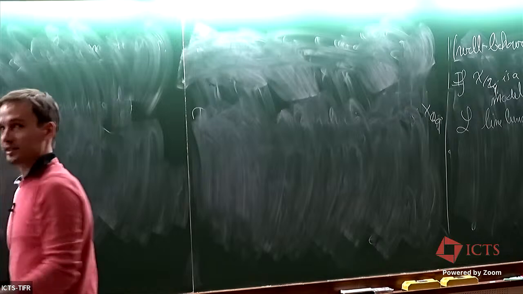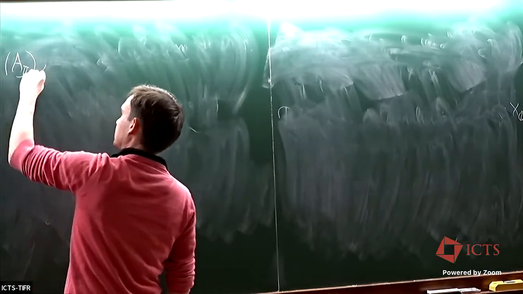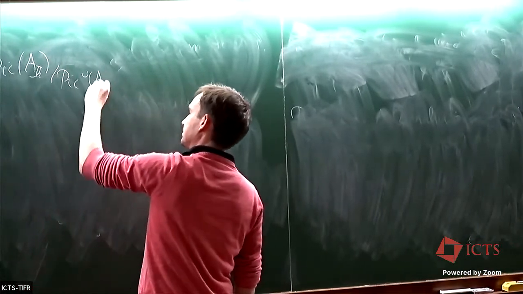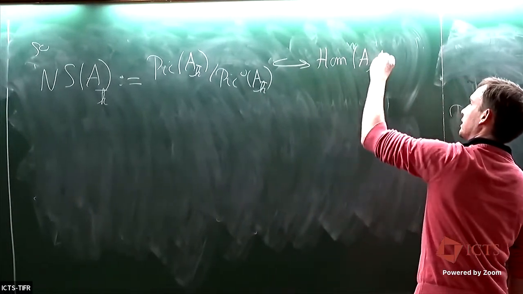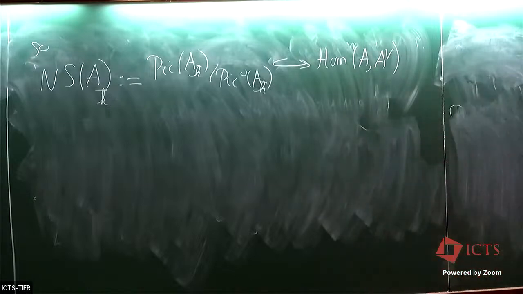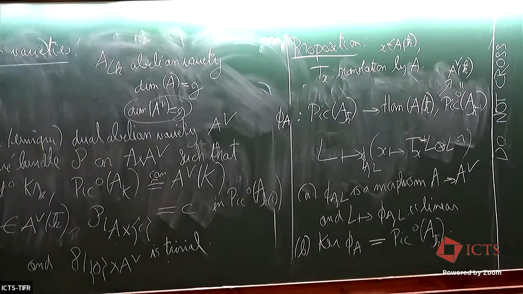The Néron-Severi group I defined in the first lecture, which is here, the quotient of these two groups, well, this injects because of this into the morphisms between A and A dual. And I realized I didn't say one other property of the dual: it has dimension g. So I'm looking here at a morphism between an abelian variety of dimension g and another of dimension g.